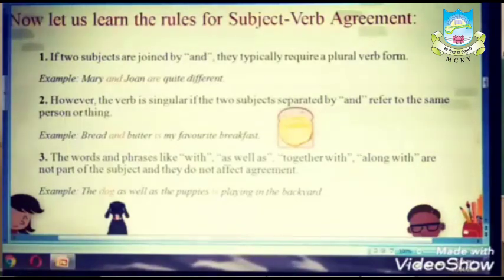Now let us explain rule number 3. The words and phrases like with, as well as, together with, along with are not part of the subject and they do not affect agreement.